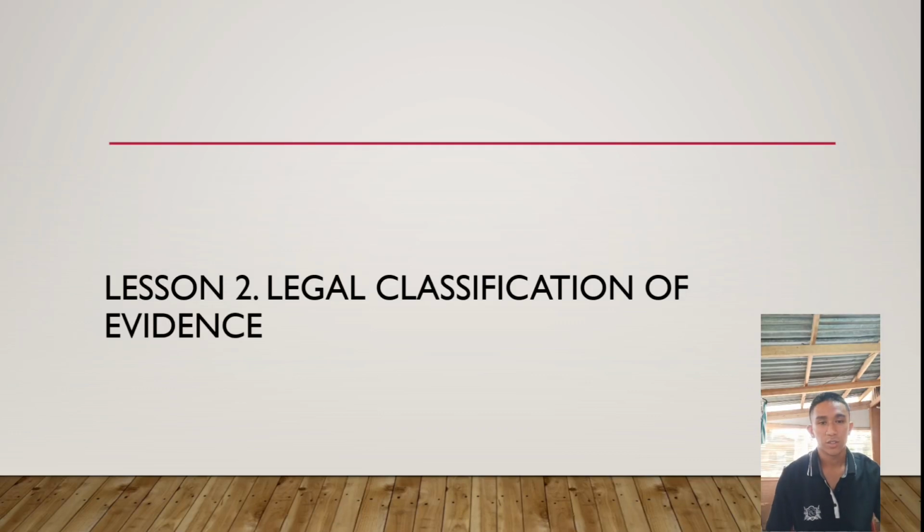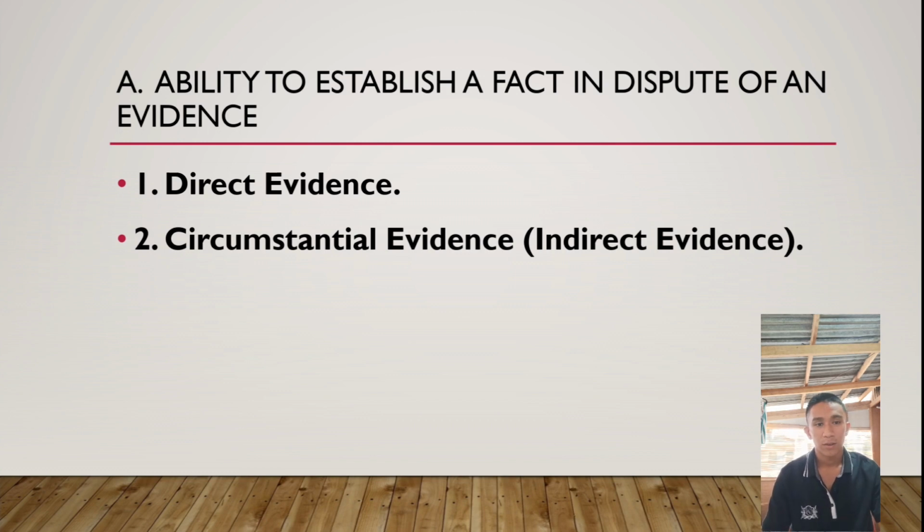So the next lesson is lesson 2, legal classification of evidence. The first topic of this lesson is ability to establish a fact in dispute of an evidence. There are two examples of it, the direct evidence and circumstantial evidence, or what we call indirect evidence.